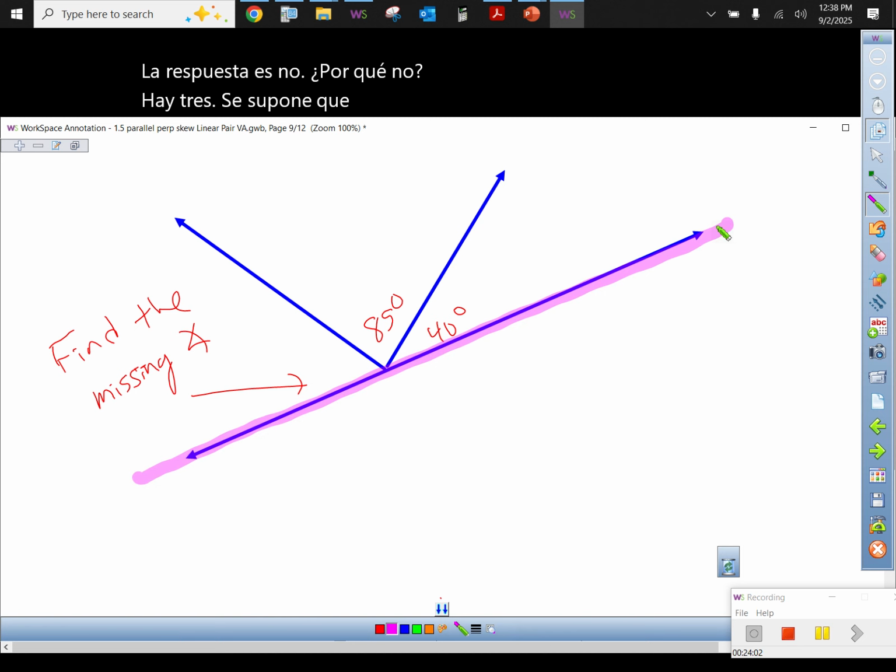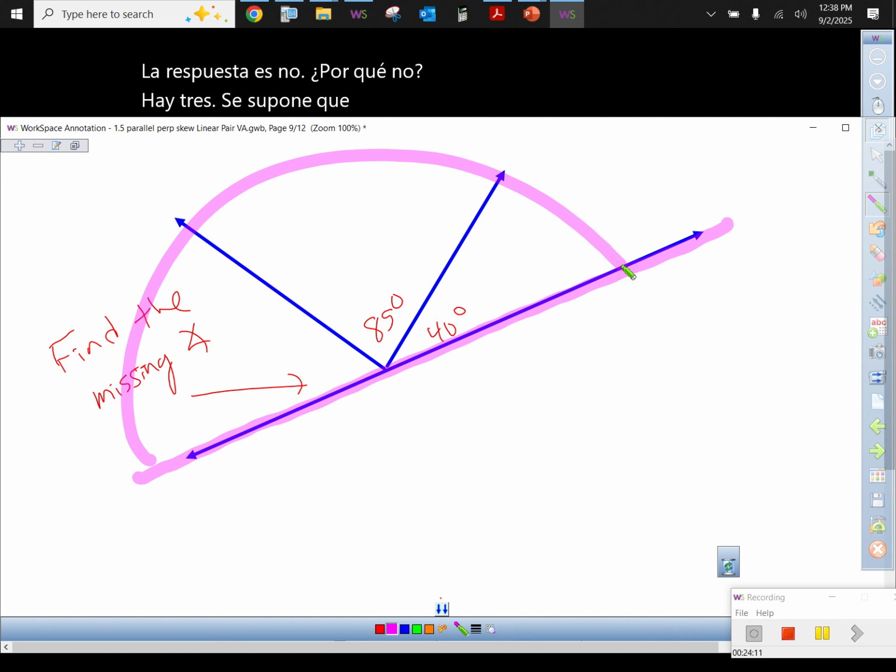A line. Do you remember how much all the angles, regardless if it's a pair or 3 or 5 or 7, what they always add up to be degrees-wise? How much do they always add up to be? 180. Grab a calculator. If this one's 40 and this one's 85, find the measure of that.